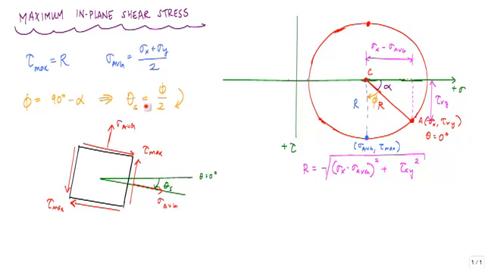All right, so those are the essential elements of Mohr's circle, especially when it relates to principal stresses and maximum in-plane shear stresses. Hopefully this was useful. Let me know if you have any questions. See ya.